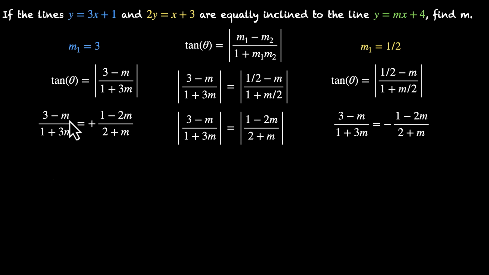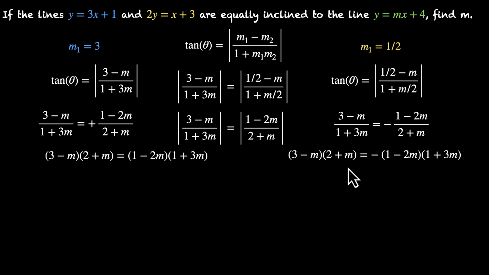We can cross multiply. We have 3 minus m times 2 plus m equals to 1 minus 2m times 1 plus 3m. Now let's look at this one. Here we have 3 minus m times 2 plus m equals to minus of 1 minus 2m times 1 plus 3m. Here we have the negative sign. Now let's expand. So this is 6 minus m square minus 2m plus 3m. That's equal to 1 plus 3m minus 2m minus 6m square.